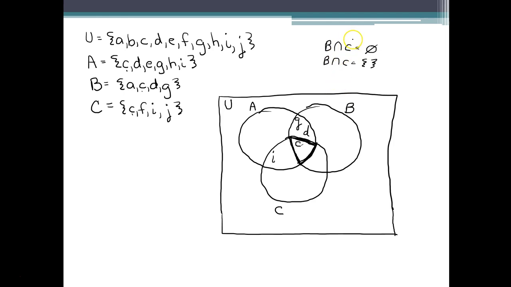B and C and not A. Why do you keep doing that? So just B and C and not A. So that part there.